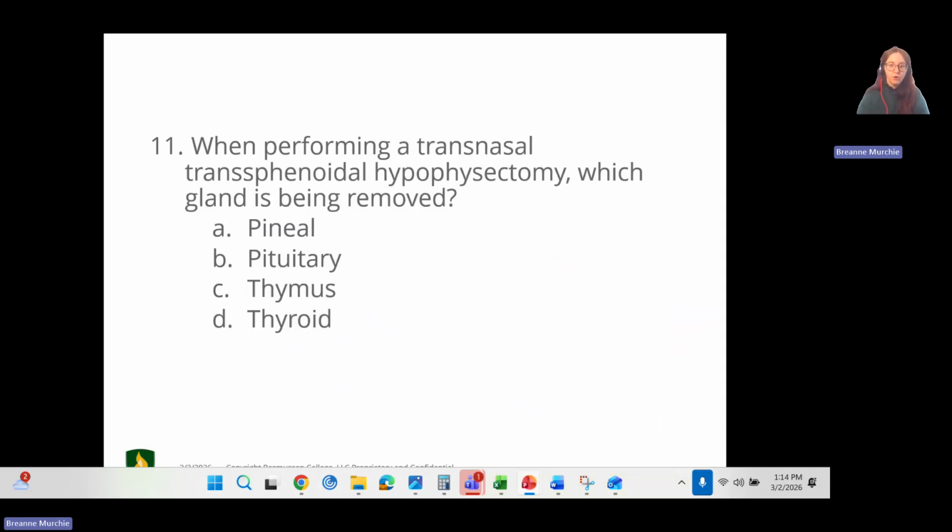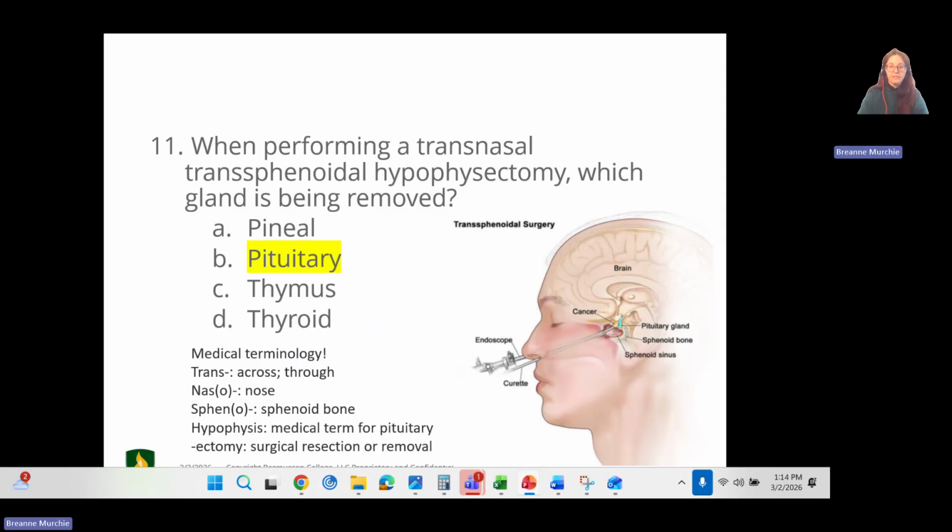Number 11, when performing a transnasal transsphenoidal hypophysectomy, which gland is being removed? That's the pituitary gland. The pituitary gland is sometimes referred to as the hypophysis, so that's why we call it a hypophysectomy.